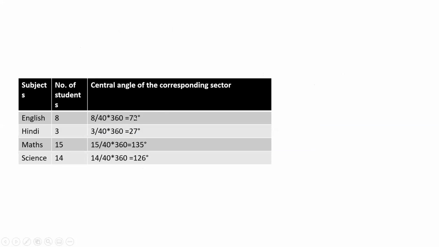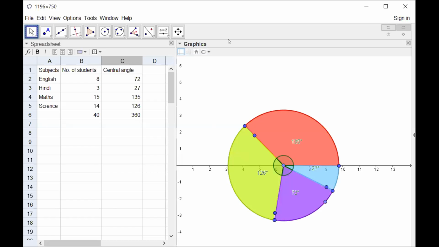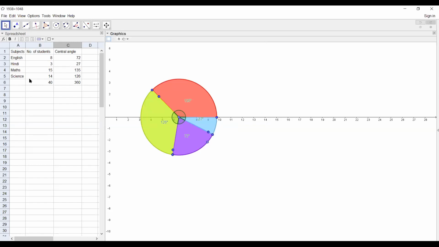Now, students, these are the degrees which we have to plot in the pie chart. We have to draw a circle, and then by means of a protractor, we measure these angles. I'll just show you. I've done this by means of GeoGebra, where these are the subjects and these are the numbers of students. I've taken the total of these students, that is 40, and then found the central angles, which you saw in the last slide, that is 72 degrees, 27 degrees. Now these angles we are supposed to plot on the pie chart.